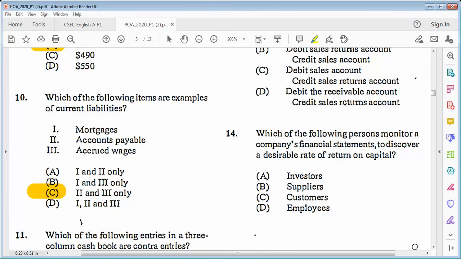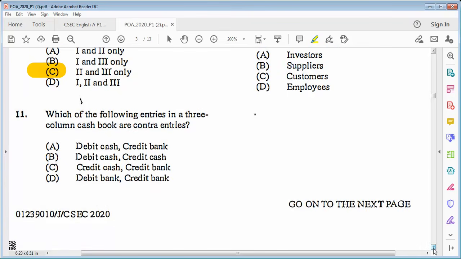Let's go on to number 11. It says, which of the following entries in a three-column cash book are contra entries? A. Debit cash, credit bank. B. Debit cash, credit cash. C. Credit cash, credit bank. D. Debit bank, credit bank. We know, once it's a cash book, we would debit the cash and credit bank. So our answer is A, a three-column cash book.